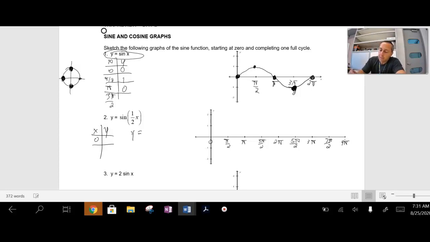Be careful how you evaluate these. Sometimes people get the order of operations messed up. What we want to do first is multiply the x value by that 1/2. In this case, it wouldn't matter because you're still going to be doing the sine of 0, which is going to be a 0.